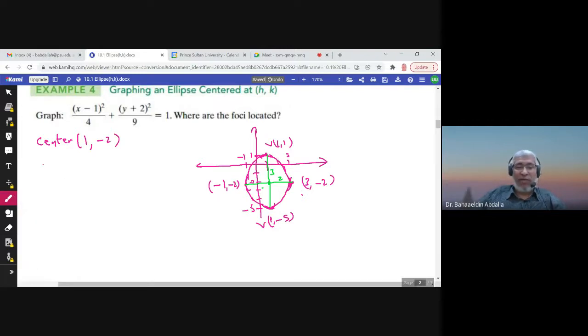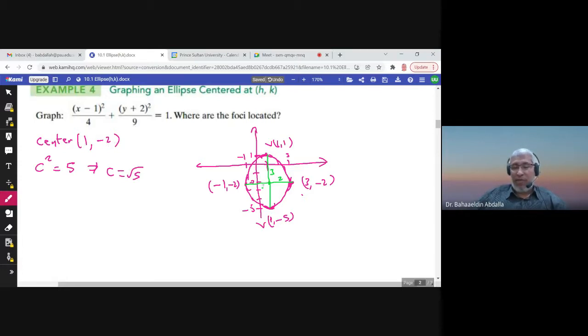Okay, and where are the foci? We can locate even the foci. C square as usual, 9 minus 4, which is 5. So C is square root of 5. Now, where are the foci? On the major axis. So I start from the center, which is 1 and -2, and I add square root of 5.